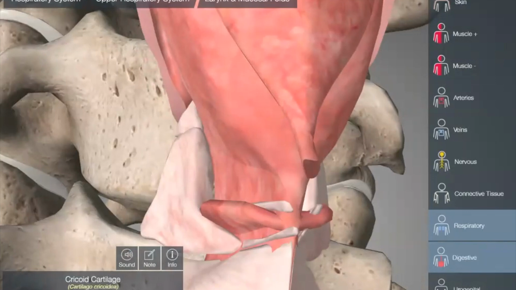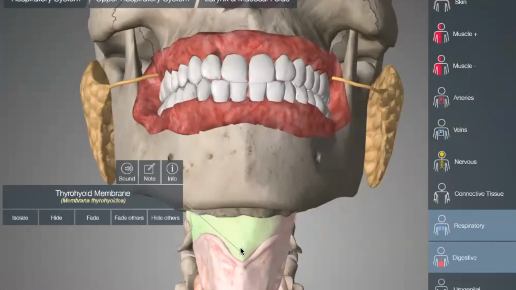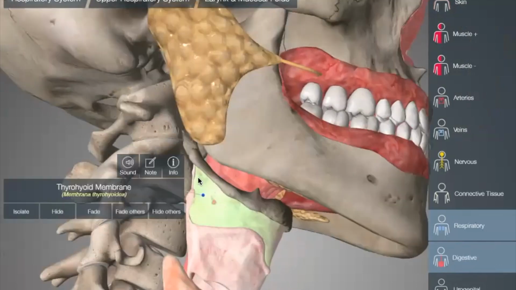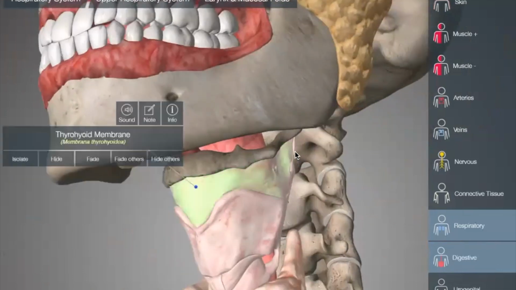Okay, so membranes and ligaments. Why are they used? They are used to support the cartilaginous skeleton of the larynx. The larynx is made up of cartilage, and membranes and ligaments are used to support the skeleton. First, you have extrinsic ligaments. We have the thyrohyoid membrane, median. Yes, this is the median. But then you have also the lateral parts. It's divided into median and lateral.